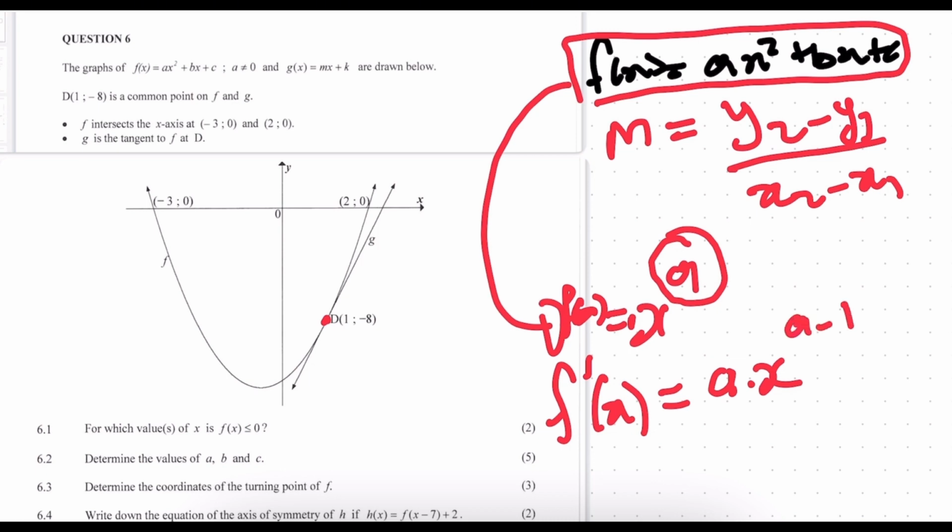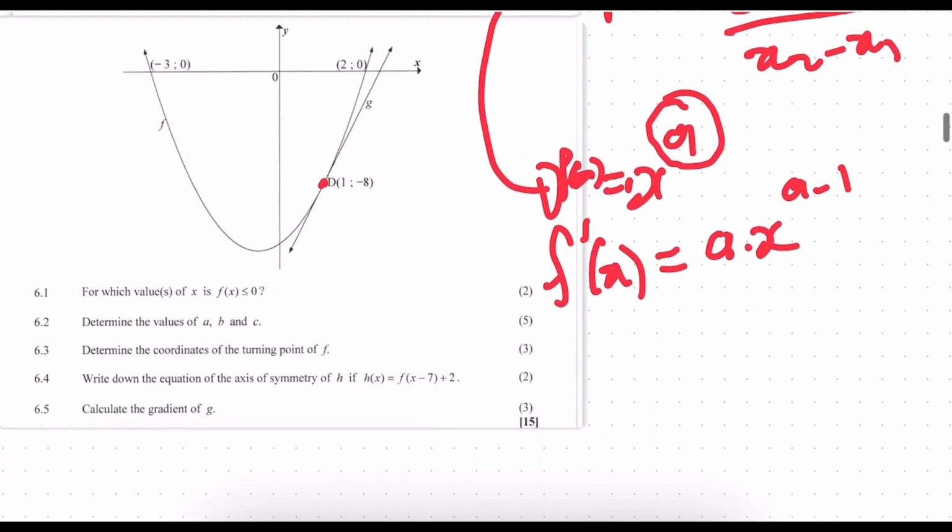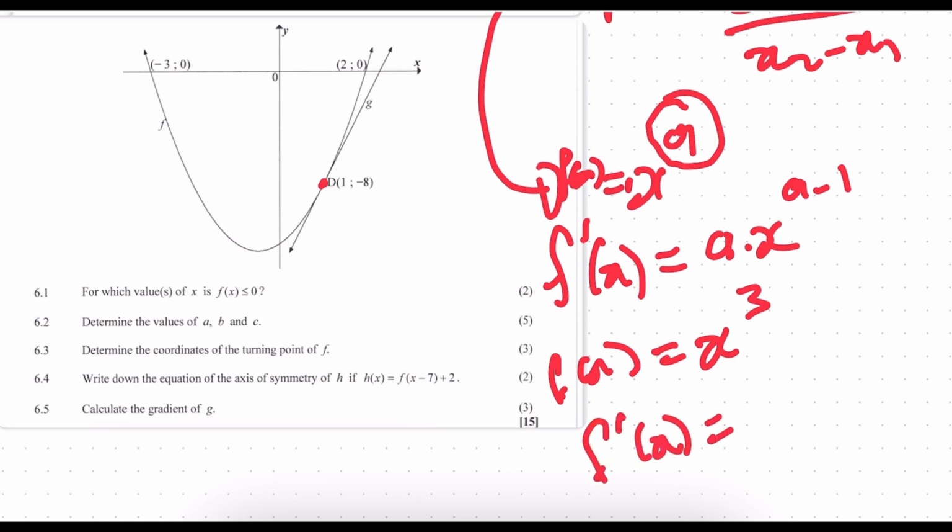Let's put this into practice. Say now you had x cubed, or x squared or something. Let's say your f of x was equal to x cubed. What is the derivative of this? f prime x is equal to, you multiply whatever is in here by the exponent. There will be 3x, then you subtract 1 from the exponent, squared.